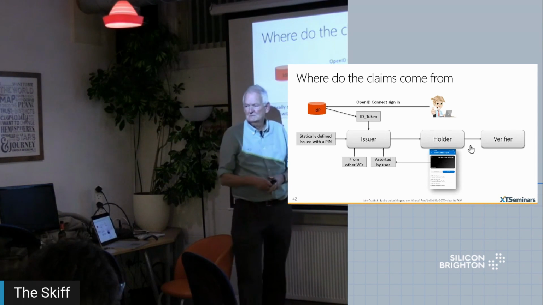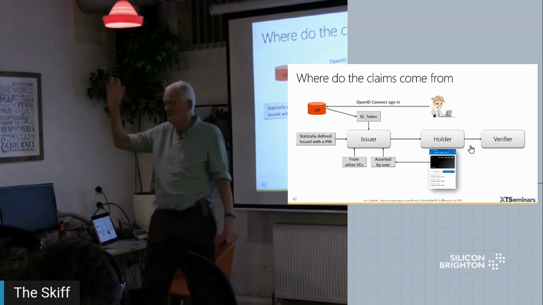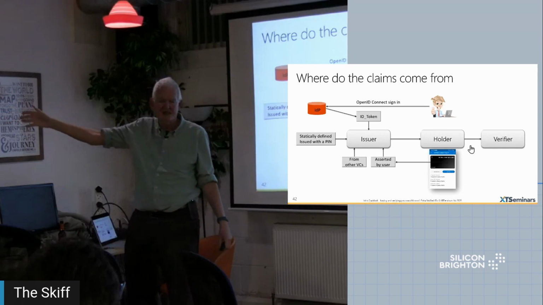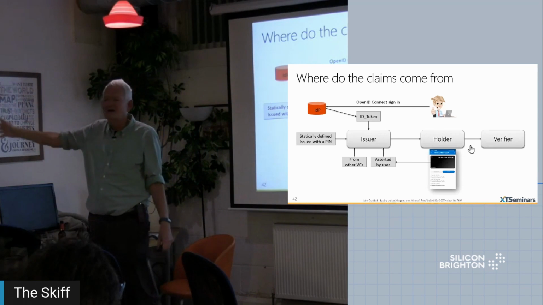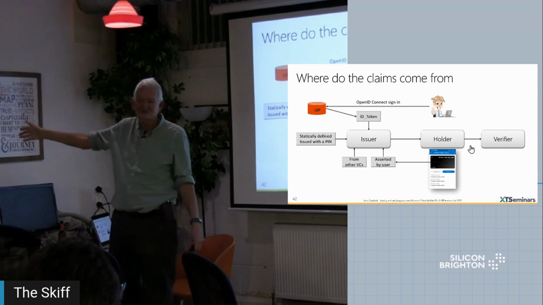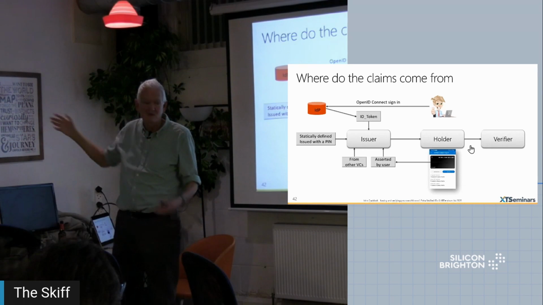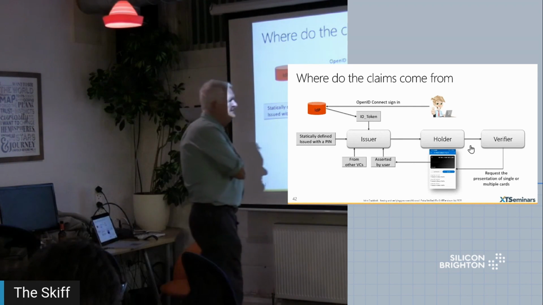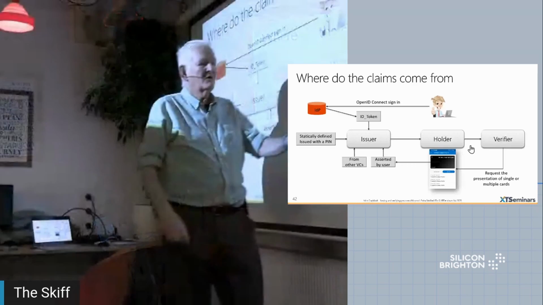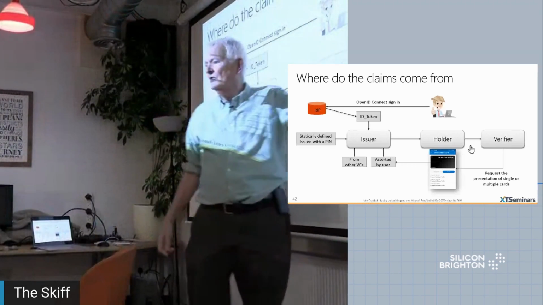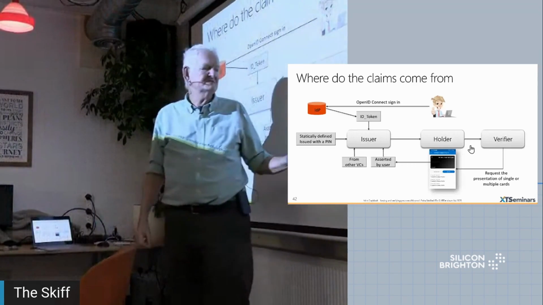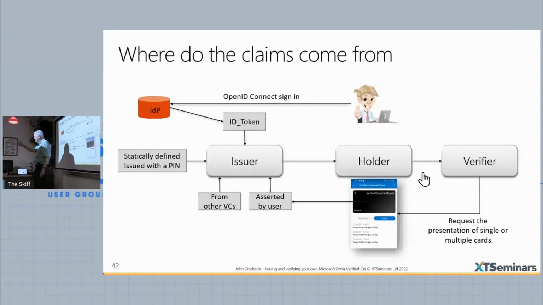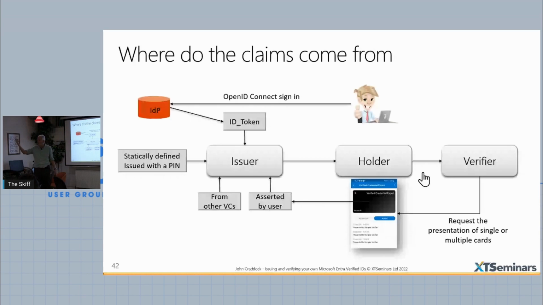The other thing is you can request other VCs. So if you've got a VC, I might say, I want you to present a true identity VC and a proof of passing an exam VC from trainer XYZ. All right, so we could do that and bring that in. And then the verifier can make what's called a presentation request, which could request a single verifiable credential or verified ID to be presented, or multiple. All right, so you can do that.